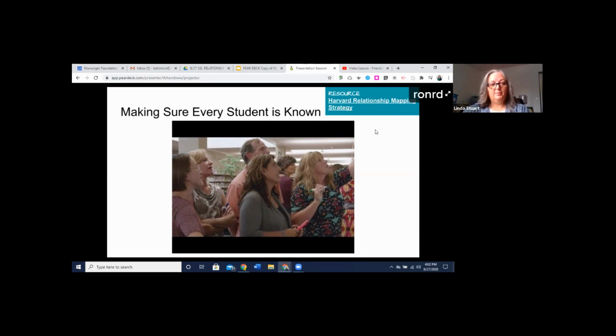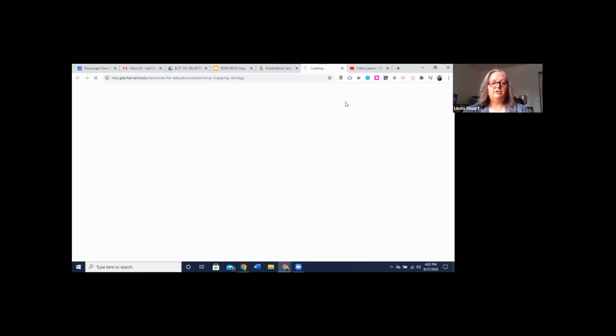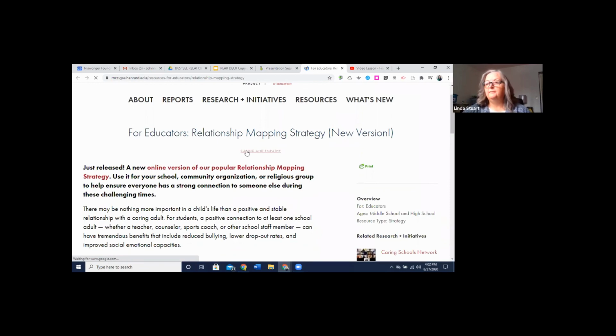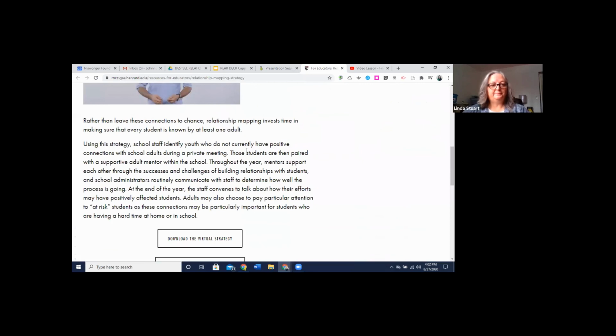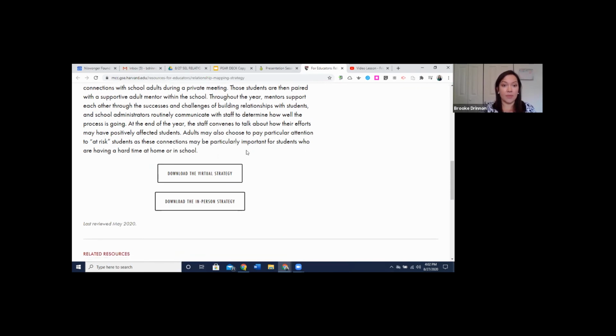If you look at the top right corner, there is a resource from the Harvard Relationship Mapping Strategy. It gives an explanation of the relationship mapping strategy and resources for schools to put this strategy into action. So if schools wanted to come together like the teachers that we saw in the video and map the relationships that the adults in the building have with students, they could download either the virtual strategy or the in-person strategy from this link and do that as a faculty, correct?